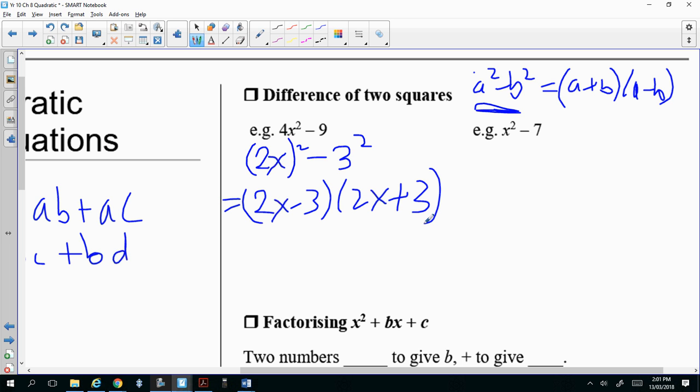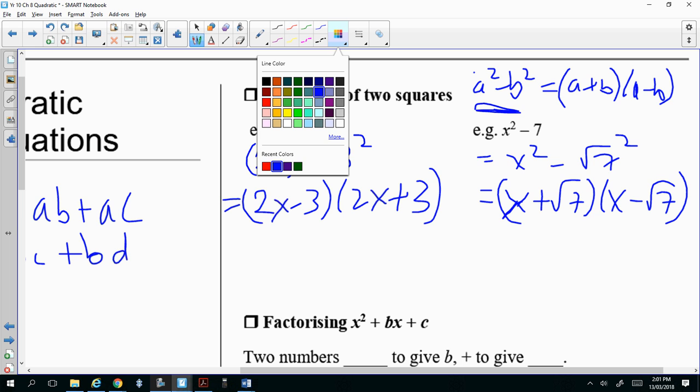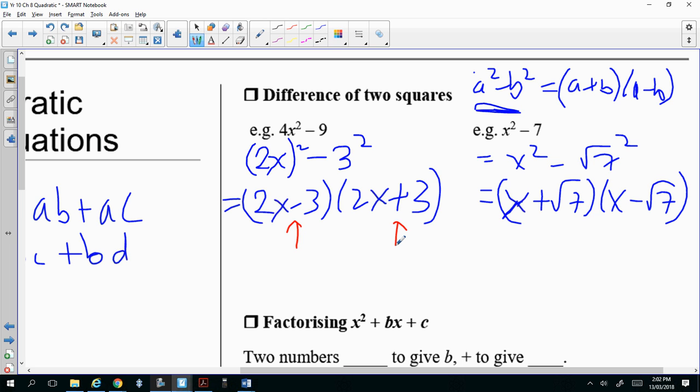And the same thing for the second one. For the second one, you have to write the 7 as root 7 squared, like that. So it becomes x plus root 7, x minus root 7. Notice that it doesn't matter which one I write first. I could write the minus first, then the plus, or I could write the plus first, then the minus. It's the same thing. All right, so that's difference of two squares.